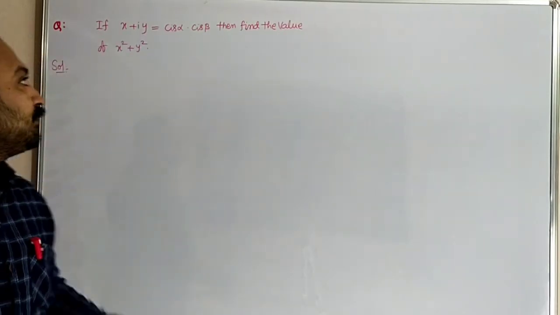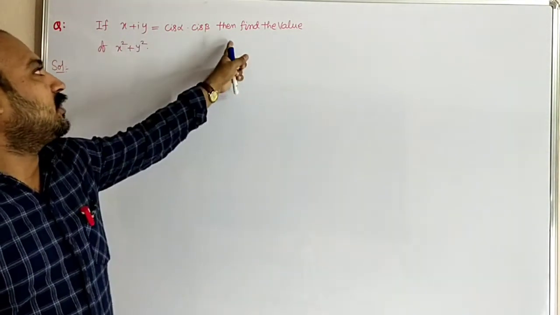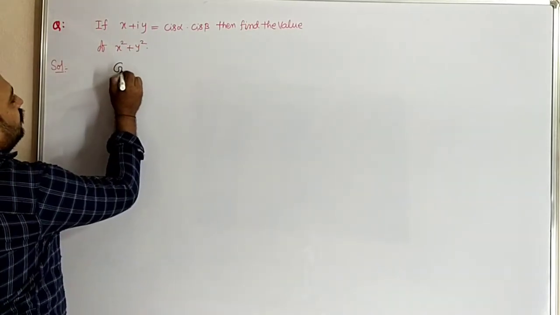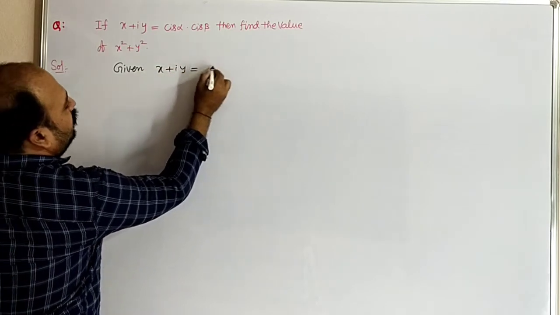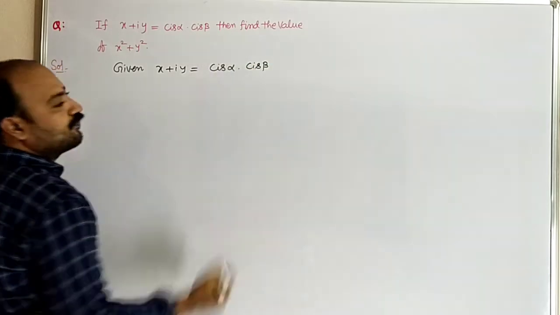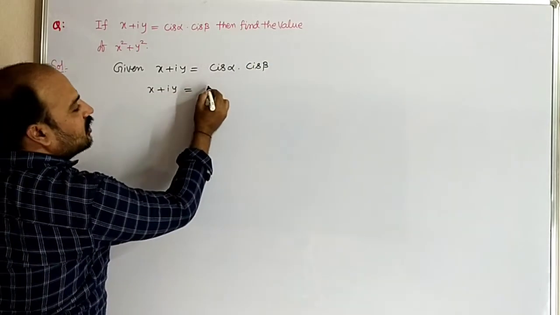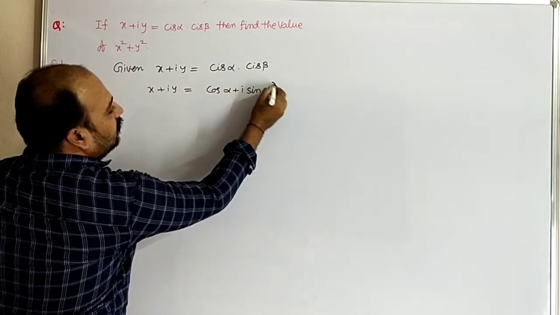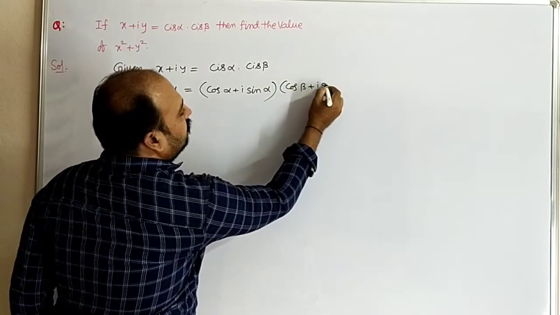Next question. If x plus iy equal to cis alpha into cis beta, then find the value of x square plus y square. First, given x plus iy is equal to cis alpha into cis beta. That also can be written as x plus iy equal to cos alpha plus i sin alpha into cos beta plus i sin beta.